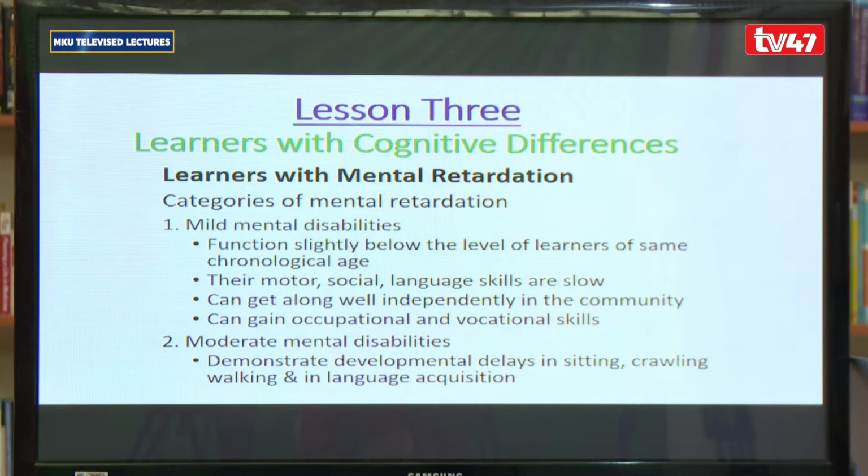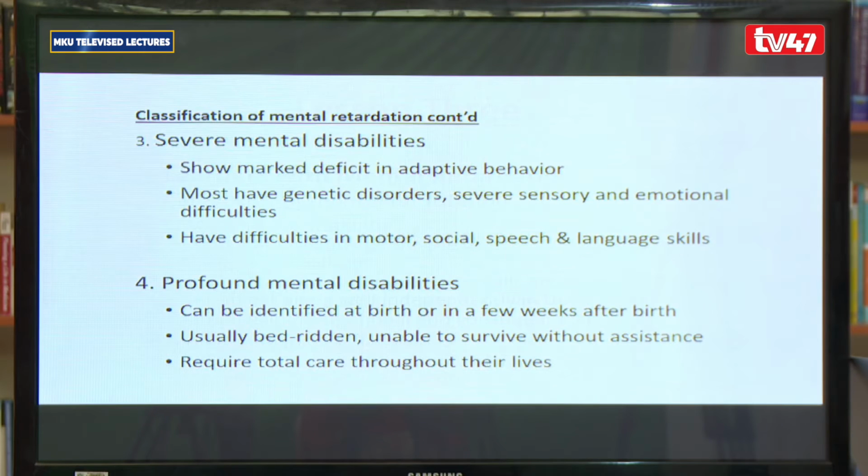Moderate, they demonstrate developmental delays as they grow up in sitting, in crawling, in walking, in acquiring language. They are slow, they are behind. And then we have severe mental disabilities. These ones show marked deficit in adaptive behavior, and they have genetic disorders, severe sensory and emotional difficulties. So it's not just their brain, but you realize that even their walking, sometimes their sight. So these come together with their mental disabilities because it's all about brain damage.